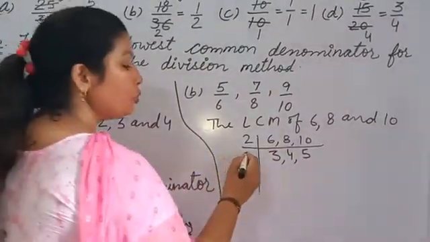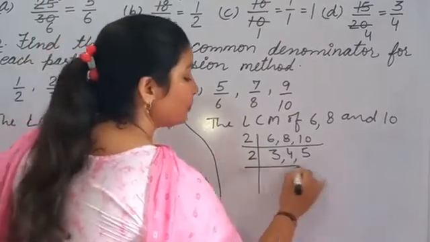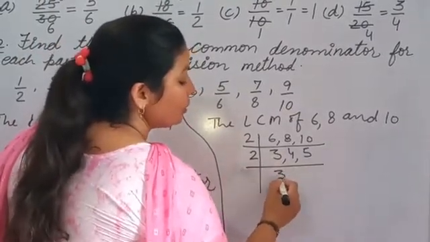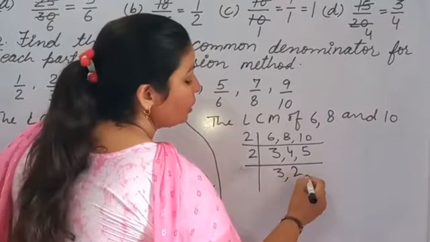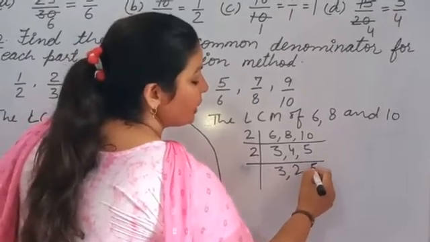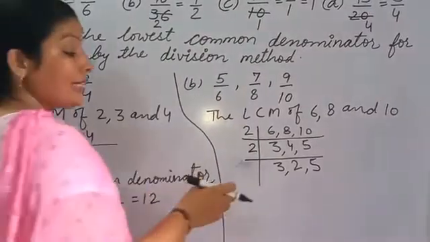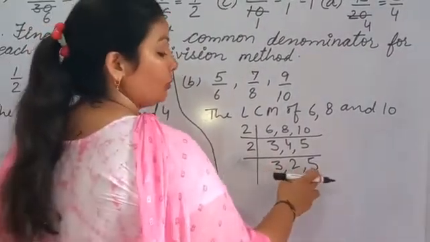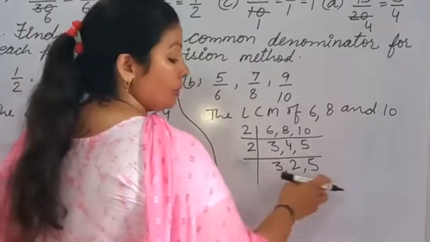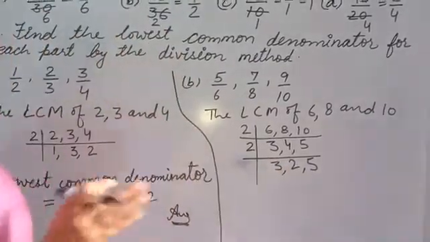So again we will choose 2 as a divisor. Now 3 will stay as it is. 2 2s are 4, and 5 will stay as it is because it is also not coming in the 2 table. Now we will see that 3, 2, 5 all are prime numbers, so they will not come in each other's table.